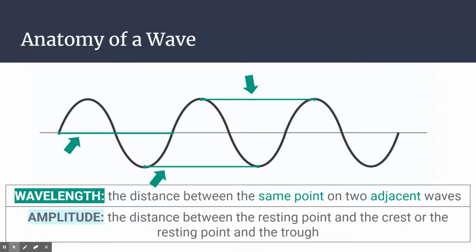And then we have the amplitude of a wave. And this is the distance between the resting point and the crest, like this. Or it could be the distance between the resting point and the trough, like this. Typically, those are the same distance, and so we could use either one to measure the amplitude of a wave.